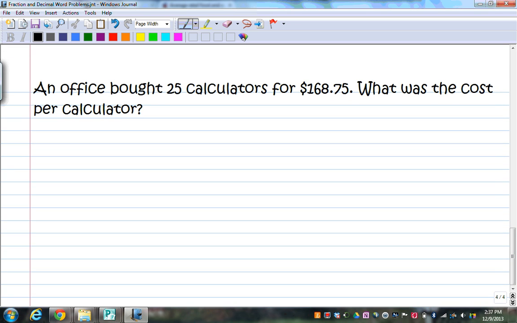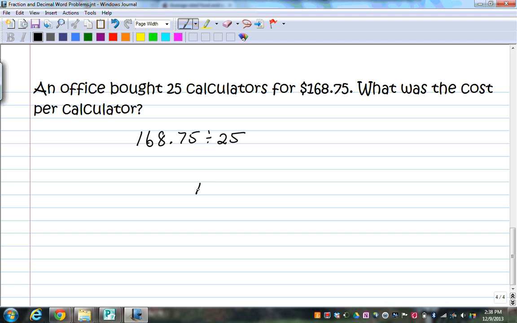An office bought 25 calculators for $168.75. What was the cost per calculator? All right, so I have a bunch of calculators and I have a total amount of money. I want to say if I divided that money up into how many calculators I bought, I would get the cost per calculator. In other words, if I took the total amount that I spent divided by the number of calculators that I bought, that would give me the cost per calculator. So, for this problem, straightforward division.